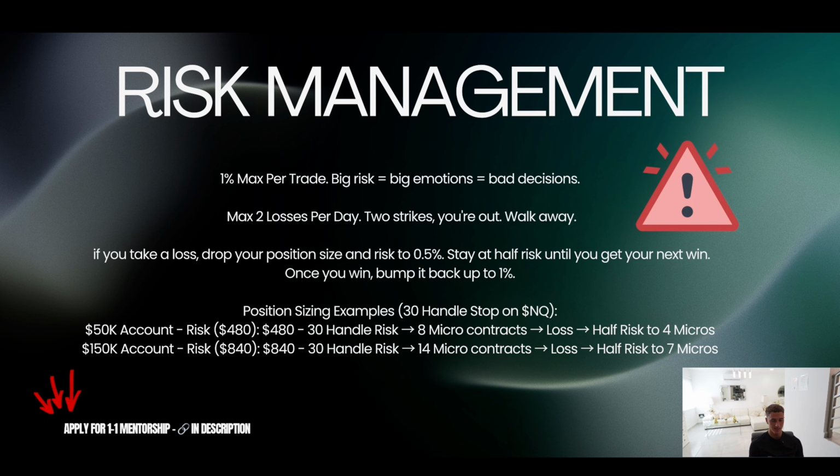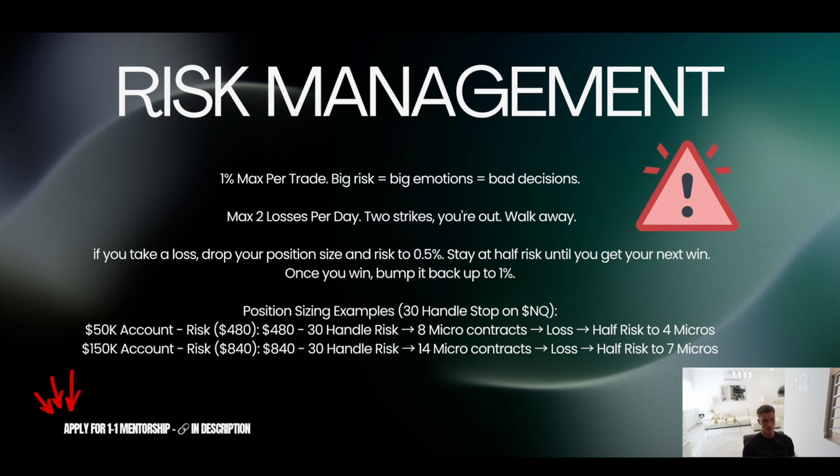Don't trade ES, don't trade any other assets. For a 50K account example, you're going to be risking $480 with a 30 handle risk. That's 8 micro contracts. If you take a loss, you drop down to 4 micros. This can be with any prop firm, either Apex, Alpha Futures, or Top Step. Top Step would be the best prop firm that I would recommend, and this works perfectly.